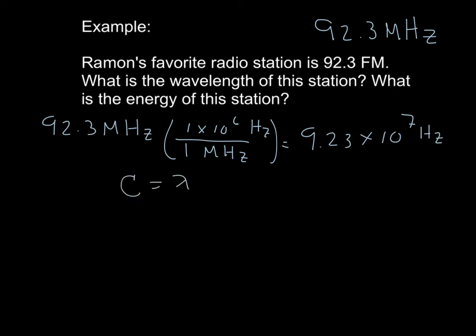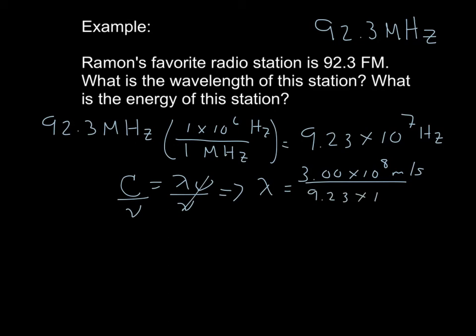C equals lambda nu. This time we want lambda, so we're going to divide by nu. So lambda is equal to the speed of light, 3.00 times 10 to the 8th meters per second, divided by our frequency, 9.23 times 10 to the 7th hertz, which is actually, hold on one second. Remember, hertz is 1 over seconds, so we can rewrite hertz as 1 over seconds. Why would we want to do that? Because then we can cancel out seconds and we're left with meters.